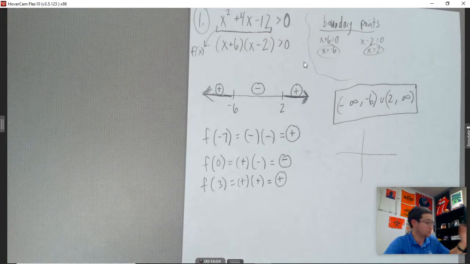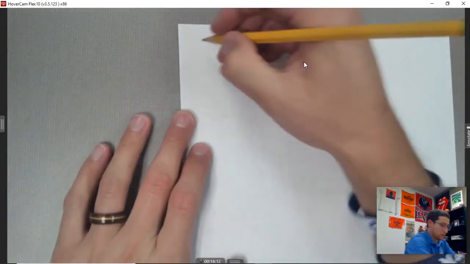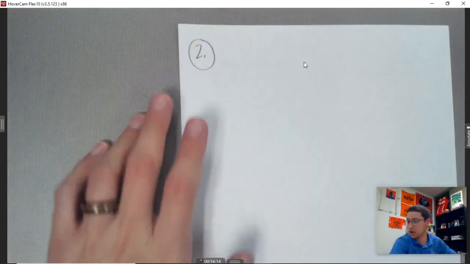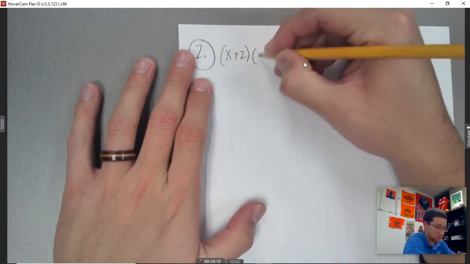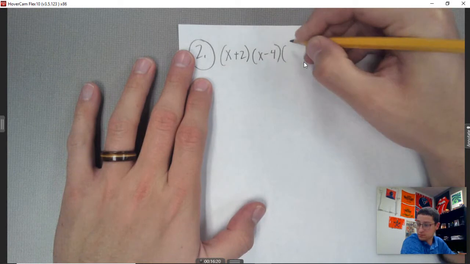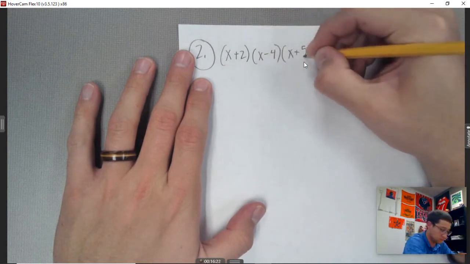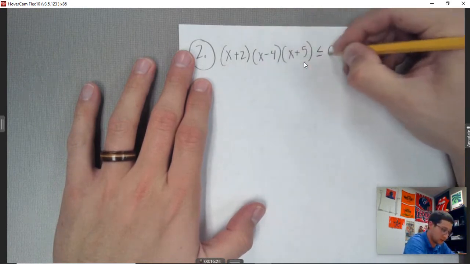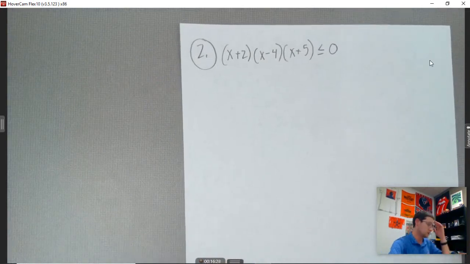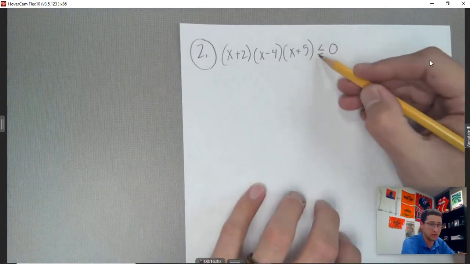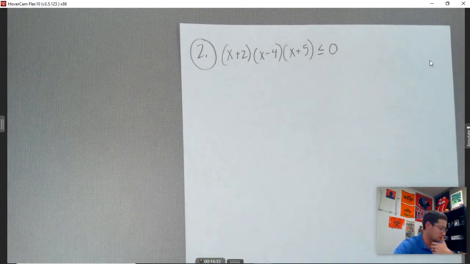All right, so that's number 1. That is solving nonlinear inequalities. Okay, number 2. Number 2 is, you're welcome, it's factored. And this time we're going to have less than or equal to 0. Okay, so we've got a less than, kind of change it up a little bit. We've also got an or equal to part in there.